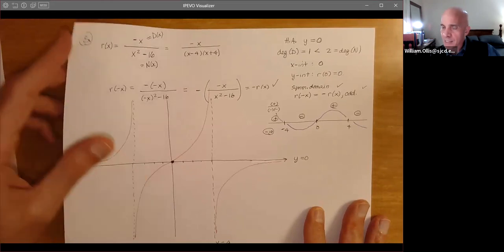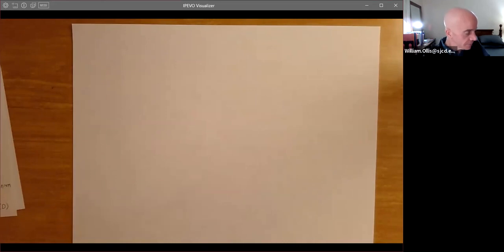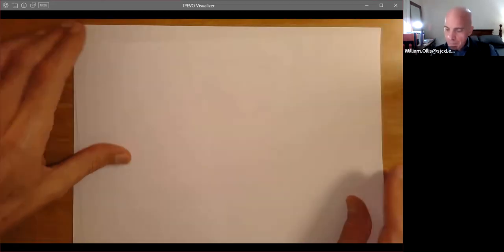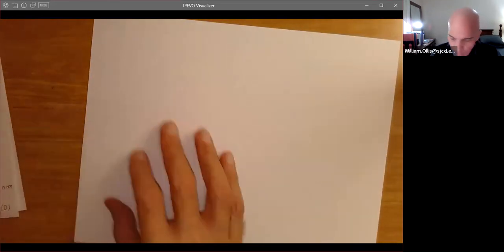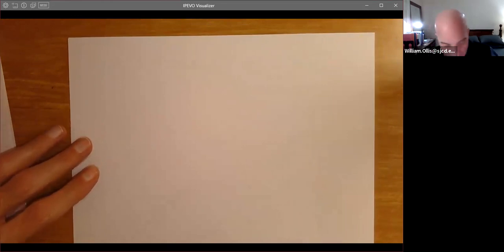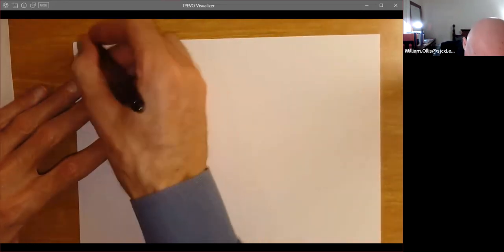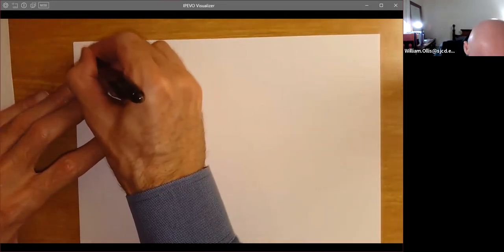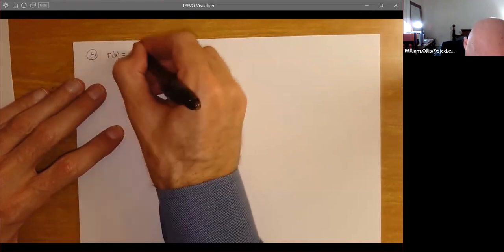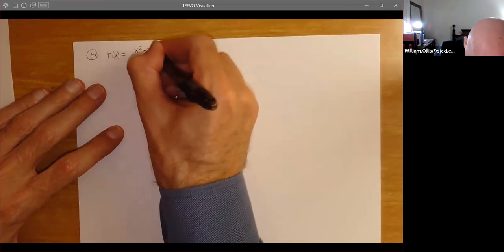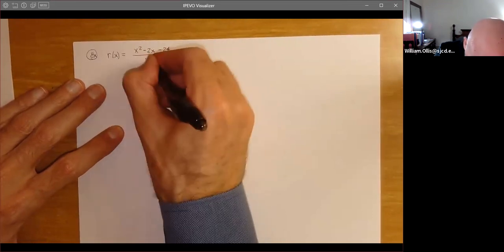Now let's do one that has a slant asymptote. We tried one of those before, but we didn't finish it. So here we go. We went ahead and computed the actual asymptote. And let's see, yeah, I'll remind us of that. So let's go ahead and do this one. So we have, let's say, r of x equals x squared minus 2x minus 24 divided by x minus 7.